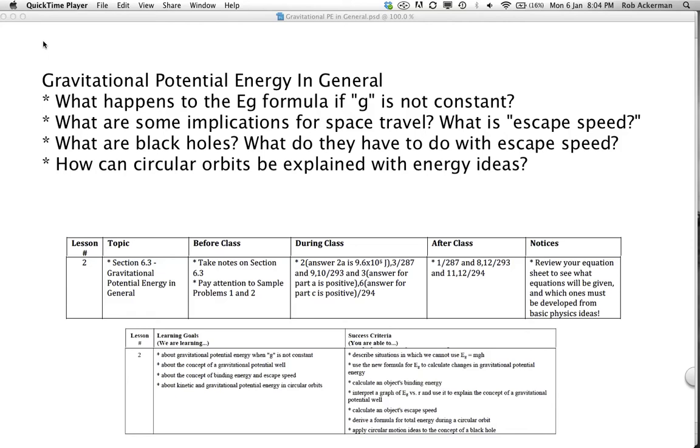But some of the neat things we're going to be able to talk about as we go through this section is the concept of space travel and even some ideas relating to black holes. So if that sort of thing interests you, then I think you're going to enjoy this topic.